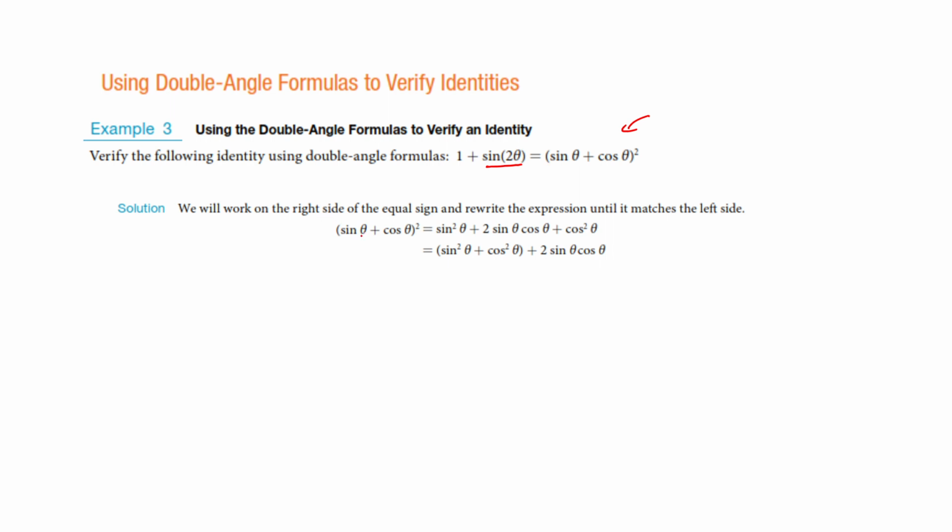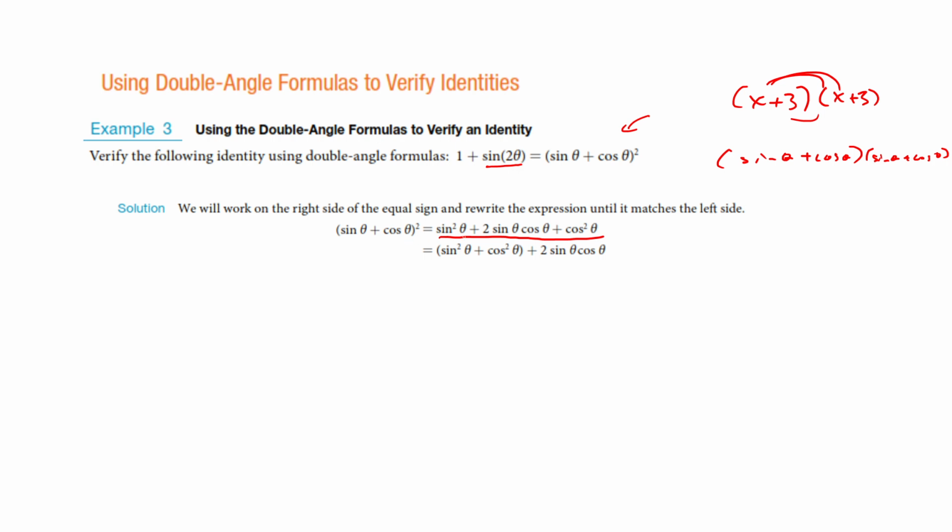So they just FOILed this out. So remember, if you had x plus 3, squared is really x plus 3 times another x plus 3, and you would FOIL it. Well, that's what they're doing here. Now this is a pretty common pattern, and they just kind of jumped to the pattern. But if you FOILed this out, sine of theta plus cosine of theta times another one, that's what they're doing. But if you know the pattern by heart, this is what happens. It turns into this.